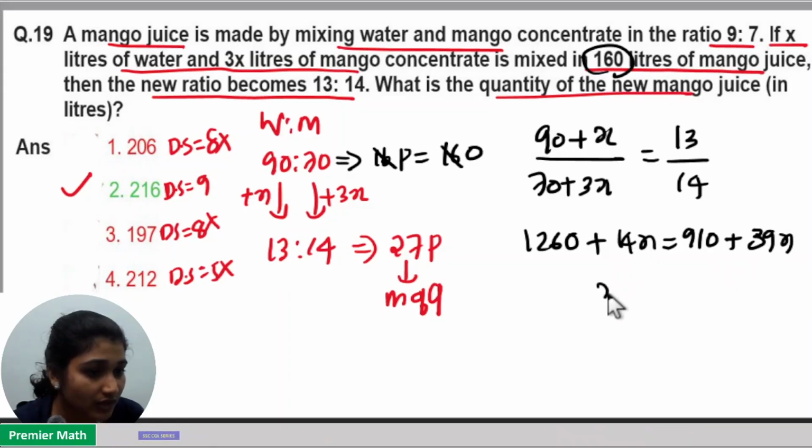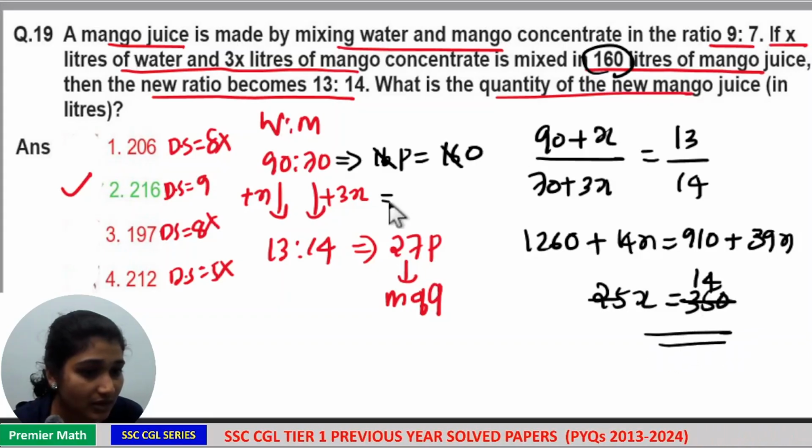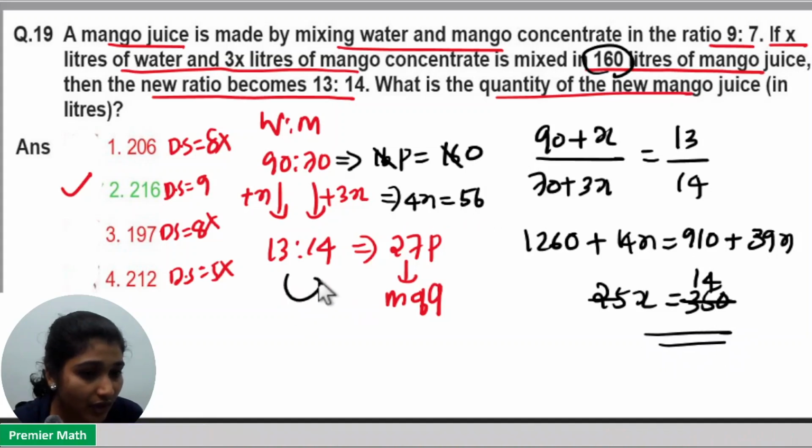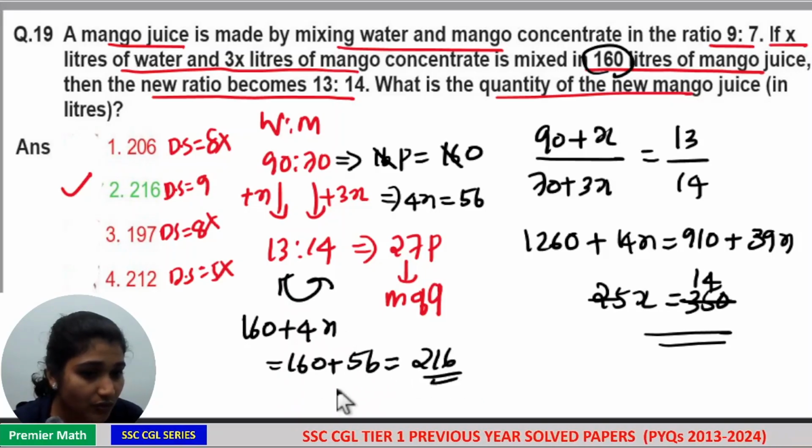39x minus 14x is equal to 25x, which is equal to 1260 minus 910, which is 350. 25 goes 1 time in 35, 4 times in 100. So x is equal to 14, which means 4x is equal to 4 into 14, 56. Then the final quantity is equal to, initially it was 160 liters plus 4x added, which means 160 plus 56 is equal to 216. Option 2 is our answer.